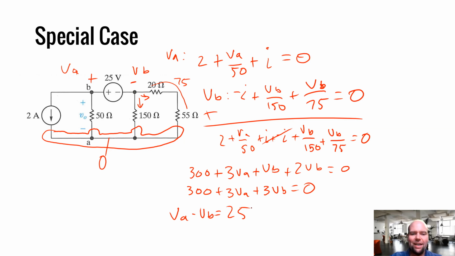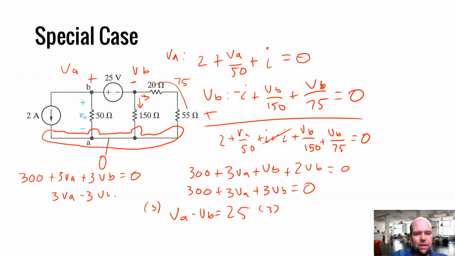If you're playing the game that I play, you would just multiply this by a 3 and this by a 3, and then it would be moving over here, you'd have 300 plus 3 VA plus 3 VB equals 0, and then you'd have 3 VA minus 3 VB equals 75. Again, we're multiplying that whole thing through by 3, and then you'd add them, and then you'd get 300 plus 6 VA equals 75. So minus 300.